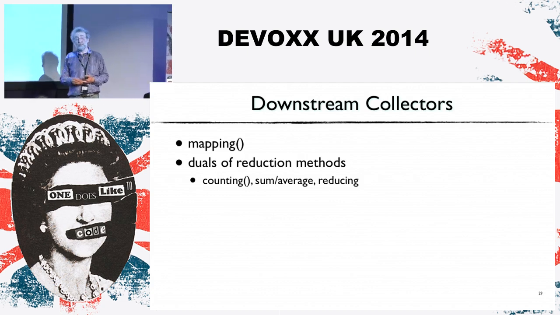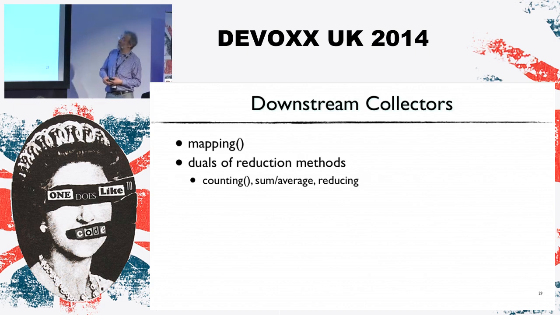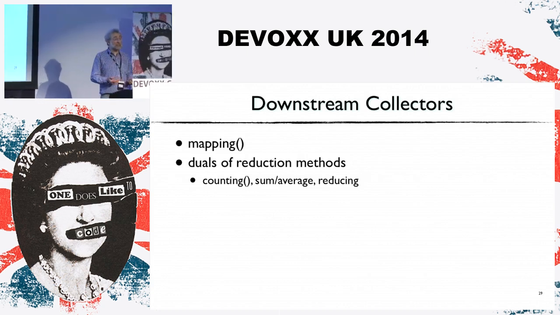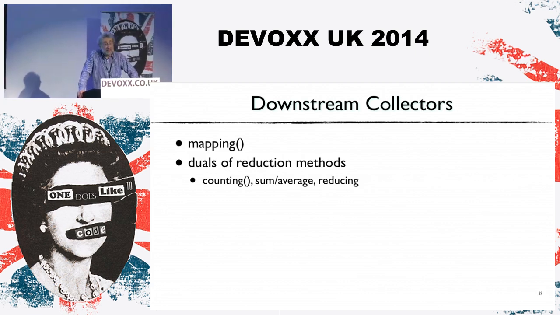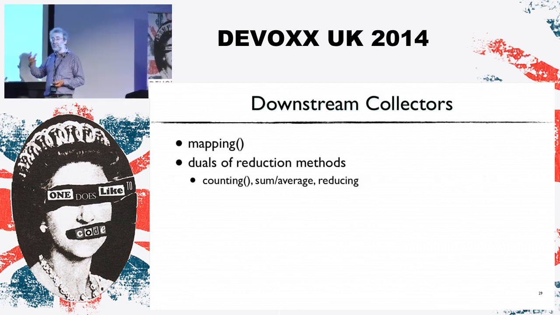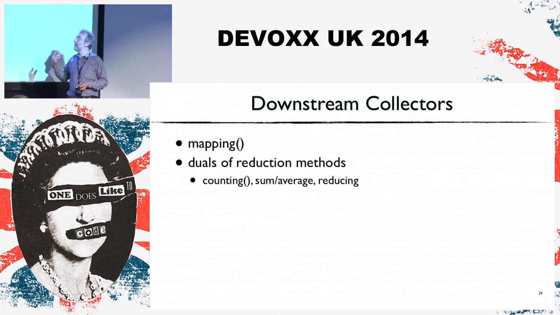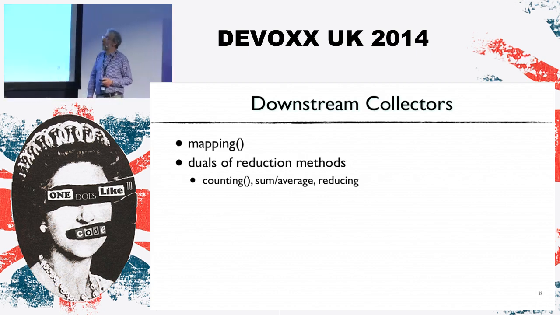Let me just say, if there was anything you thought you could do by reduction, like counting things or getting the maximum and minimum, you can get sums and averages. There's summarizing statistics as reduction methods. And also there are the full long-form reduce methods, not these convenience ones, but actually the real deal. All of those are available in the Stream API, and there are duals for them as collectors to be used as downstream collectors in the collector API as well.